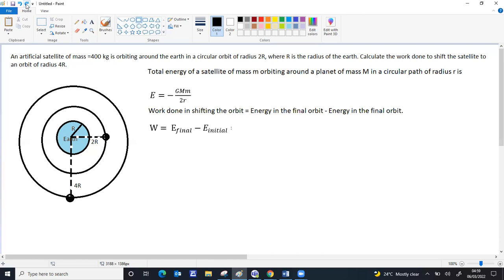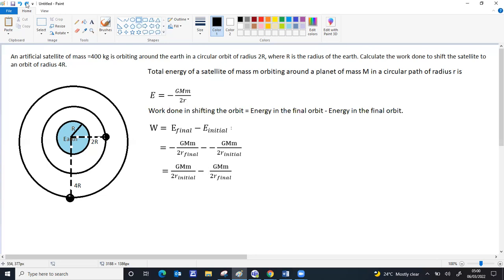When you substitute the formula, the mass of the planet and the satellite remain the same throughout. Only the distance changes, r final and r initial. This minus sign is already there in the equation, and this extra minus is because of the difference of the two. So this becomes minus upon minus, plus. In the next step, we write the positive term at the beginning and the negative term in the second part. That's why r initial comes here, and r final, which is minus, comes here.